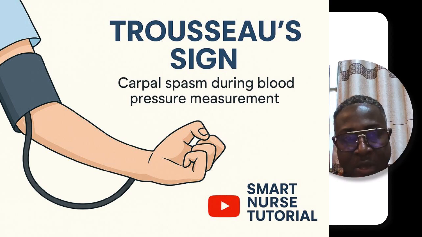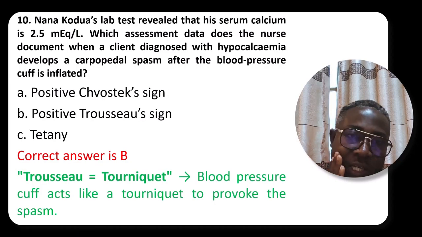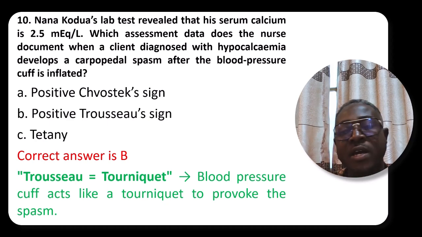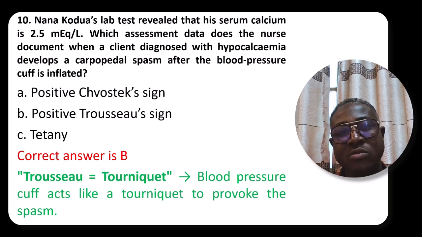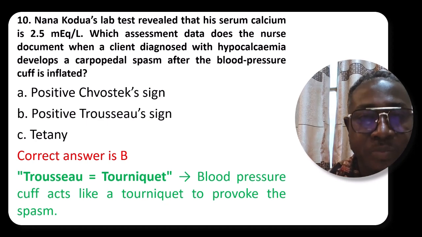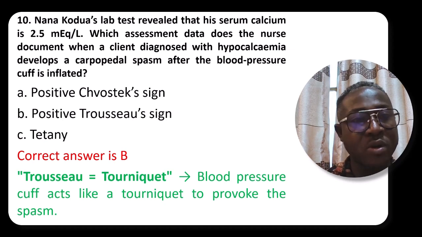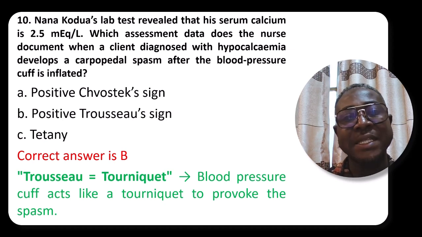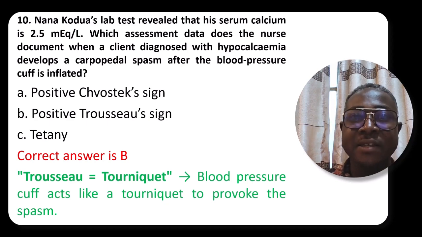Trousseau's sign. Because Chvostek sign, remember, is about the cheek. C for cheek. So you tap the cheek and you see twitching of the facial muscles, and that is a positive Chvostek sign. But Trousseau sign, Trousseau is equal to tourniquet. So the blood pressure cuff acts as a tourniquet to provoke spasm, and that is Trousseau's sign. Okay, all right. And among these two, the main one that helps to determine early sign of hypocalcemia is positive Trousseau's sign.